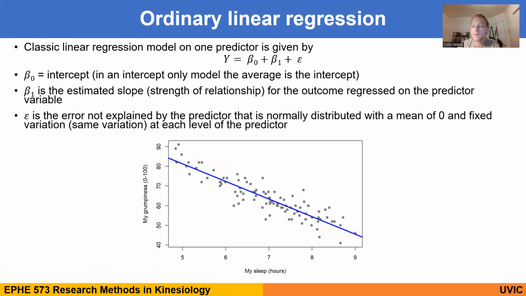And then we also have an error term, that E looking thing. I don't know what the Greek terminology is, but that's the error that's not explained by the predictor. Our errors are, and this is really important, normally distributed with a mean of 0 and some fixed or constant variation at each level of the predictor. If our models are correct, they'll follow this type of error structure. This is pretty essential. If it doesn't follow this, then we know that we need to adjust something in our model.